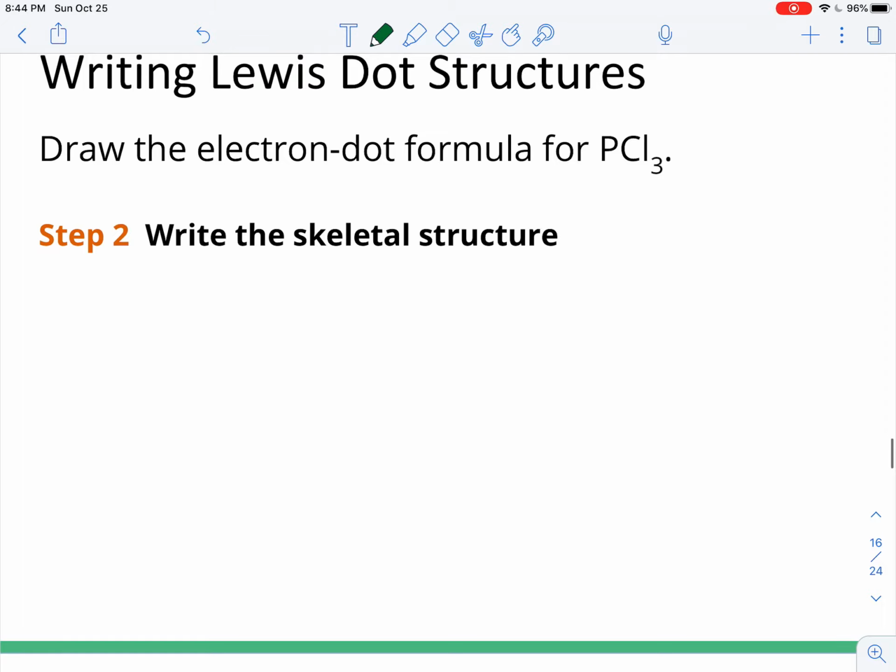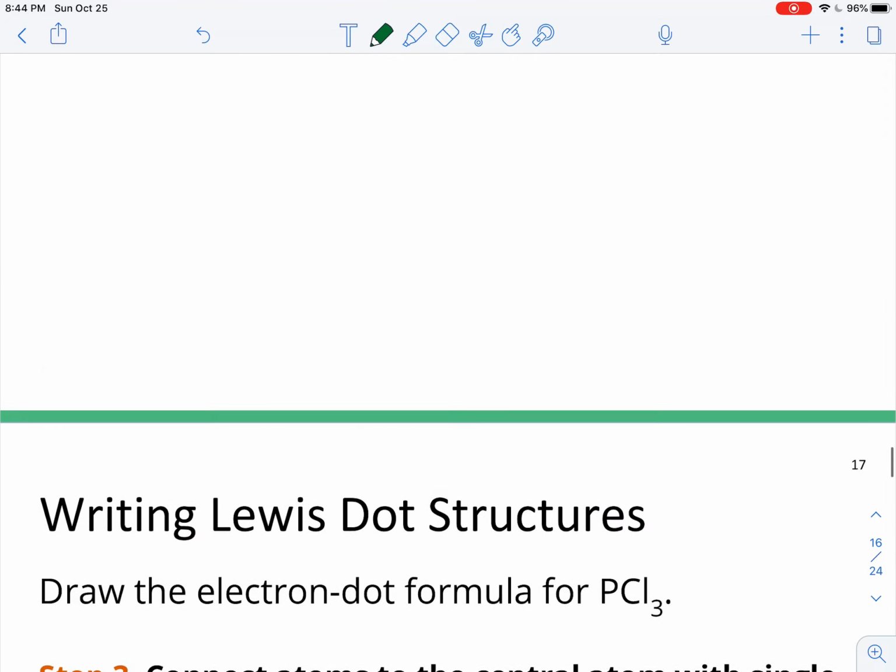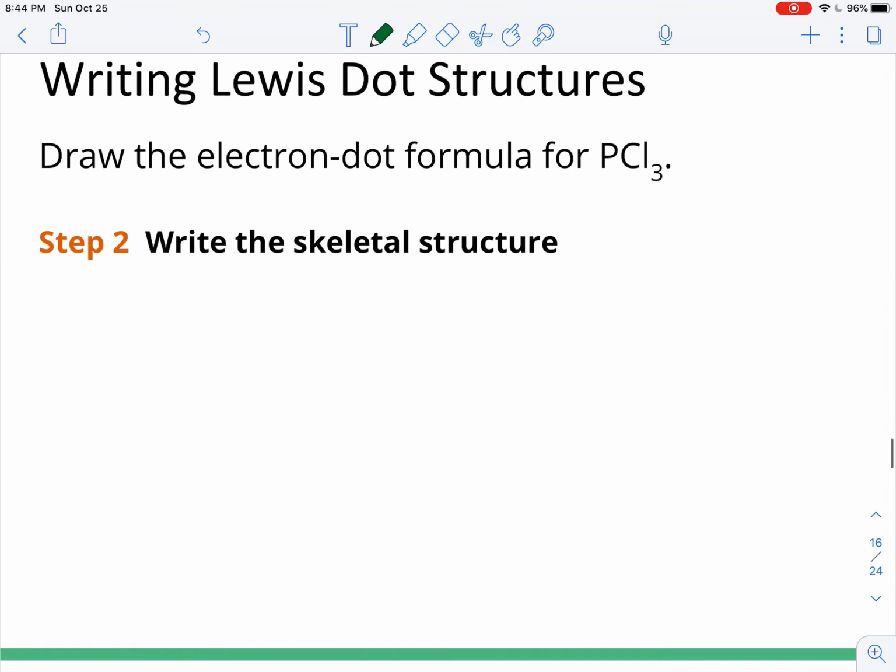All right, then we're going to draw the skeletal structure. So basically, this is where we're looking at making it symmetrical. There's 1 P and there's 3 chlorines. So it looks like the phosphorus will be in the center with the 3 chlorines just surrounding it.